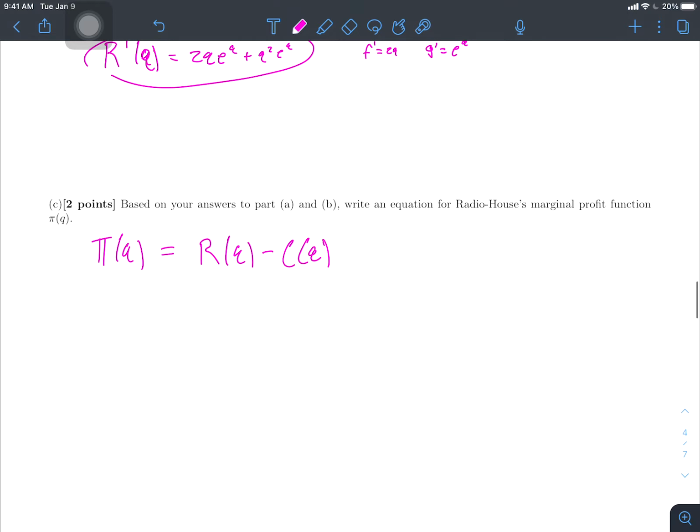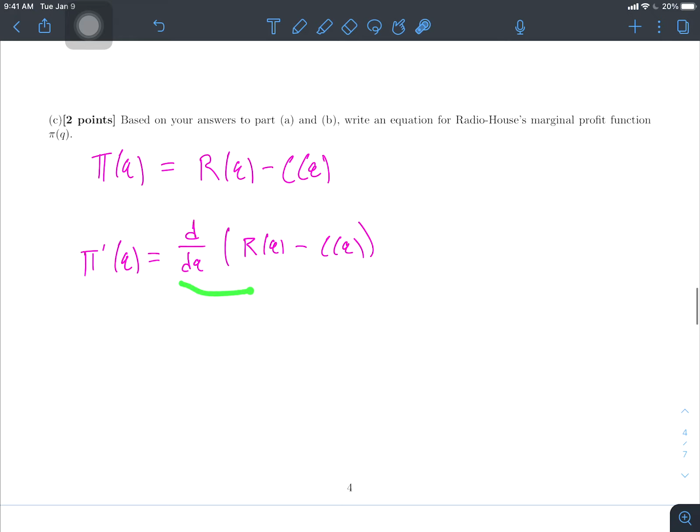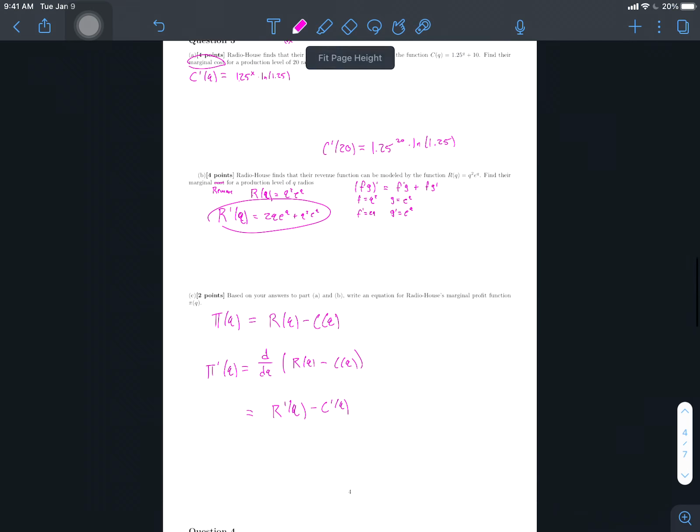So if I want to know the derivative of the profit function, what I need to do is take the derivative of r of q minus c of q. And since I have the sum and difference rule, which says that the derivative of two things being added or subtracted from one another is just their derivatives being added or subtracted, I get just r prime of q minus c prime of q. And these are functions which I calculated in the previous two steps.